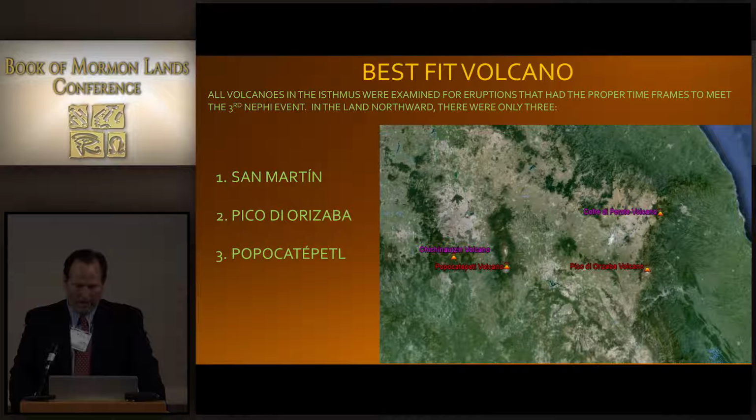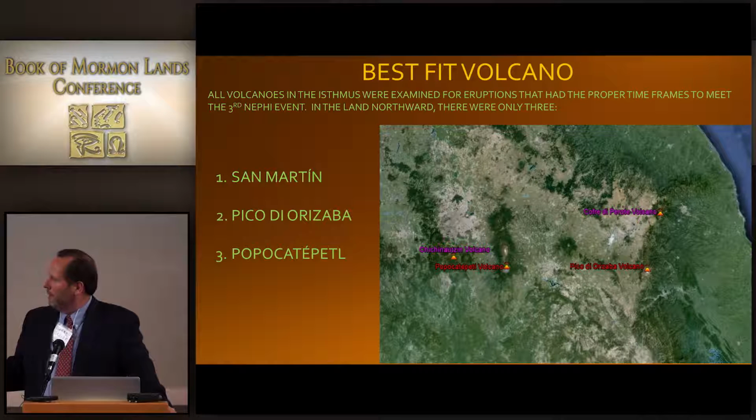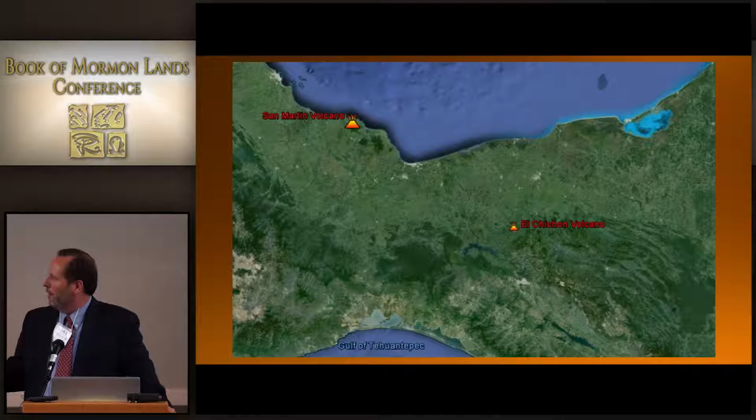I looked at every volcano, so it wasn't like I just zeroed in on one. I looked at them all to say, okay, which ones have eruptions during the proper time frames? In the land northward, you have San Martin, Pico de Orizaba, and Popocatépetl. I probably didn't pronounce that right. I speak Italian, but not Mayan or Spanish. In the central part of the isthmus, there's again the San Martin and El Chichón, which erupted in '82.